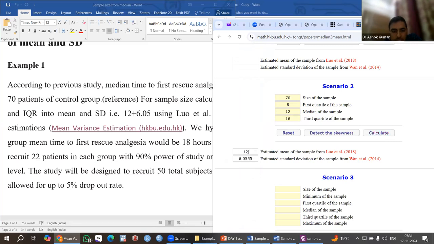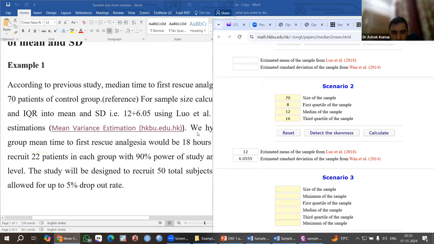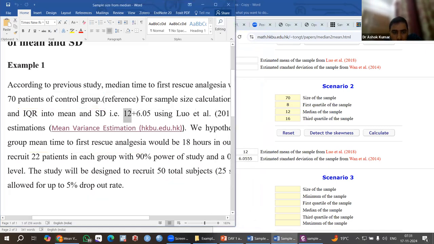So it is coming 12 as the mean, and the SD is 6.05 or 6.06, you can write. So if you have median and interquartile range, using this reference, which I will send you in the group, according to the scenario you can fit and convert it into mean and SD. After that, what do we do?